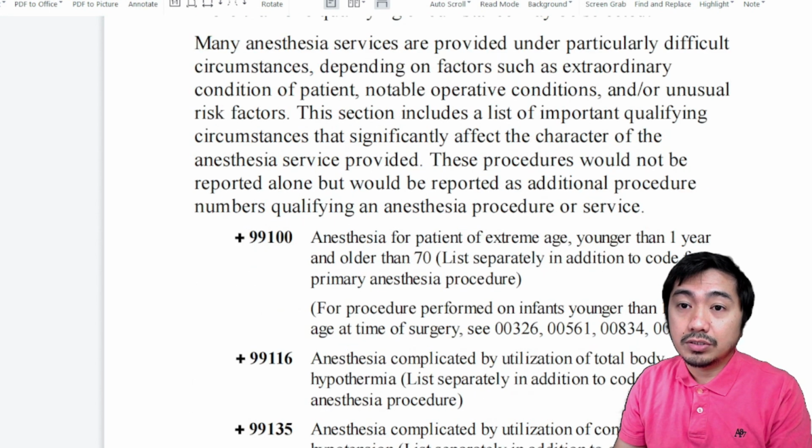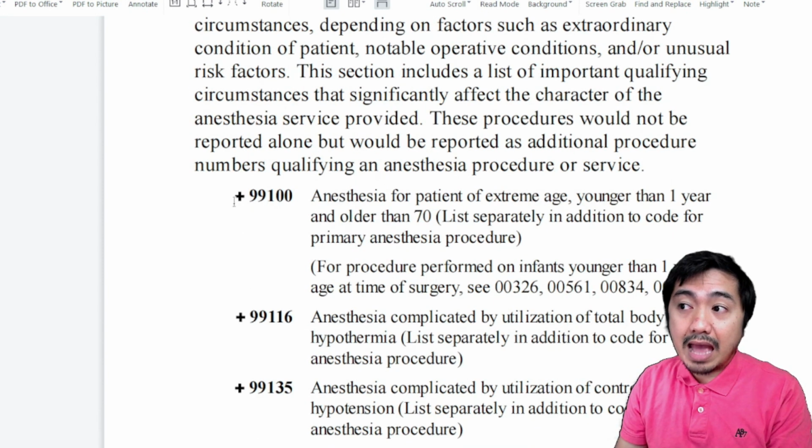It's all here. So let's say, for example, a patient is a 75-year-old patient and the doctor will administer anesthesia for this patient. So just add your 99100 for that specific procedure. Okay? So please take note about this.